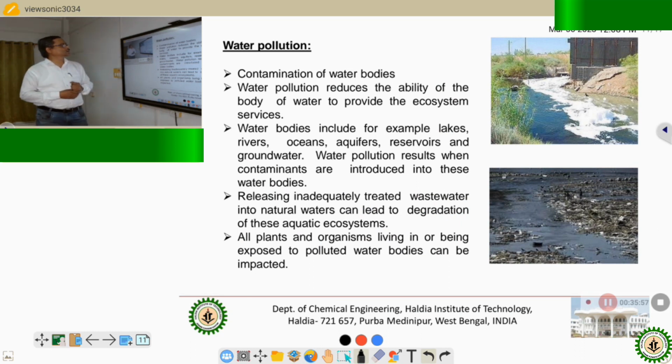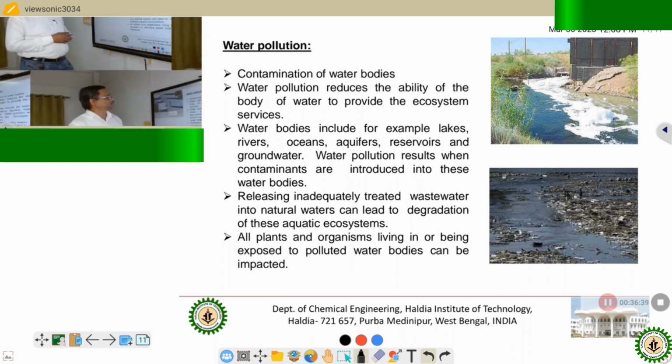Next one is water pollution. Mostly we have seen this type of picture in our daily life. The contaminants of the water bodies are coming from industries, most of which dispose of their water to the environment, in the canal nearby, without treating it. Whatever the waste material, there may be acid, even alkaline material. Even the temperature is not suitable for aquatic life. The temperature may be high.